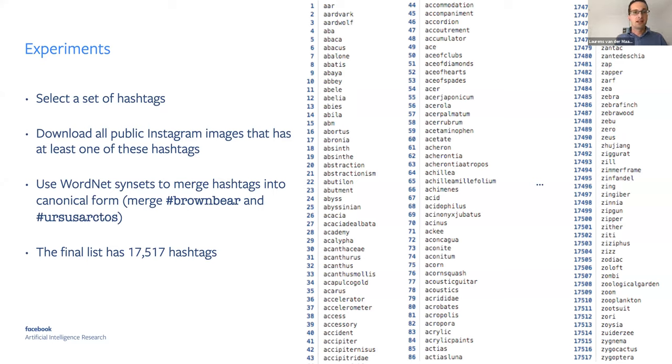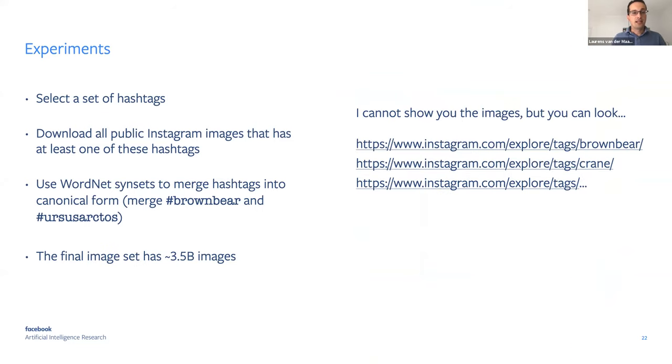You see the list here. It starts with aardvark, which I think is some weird animal, and it ends with Cicoptera. I have actually no clue what that is. And the corresponding set of images has around 3.5 billion images. So it's really orders of magnitude larger than a data set like ImageNet. For comparison, ImageNet has around 1.2 million training images. But because we look at this hashtag supervision, we can train on around 3.5 billion images.